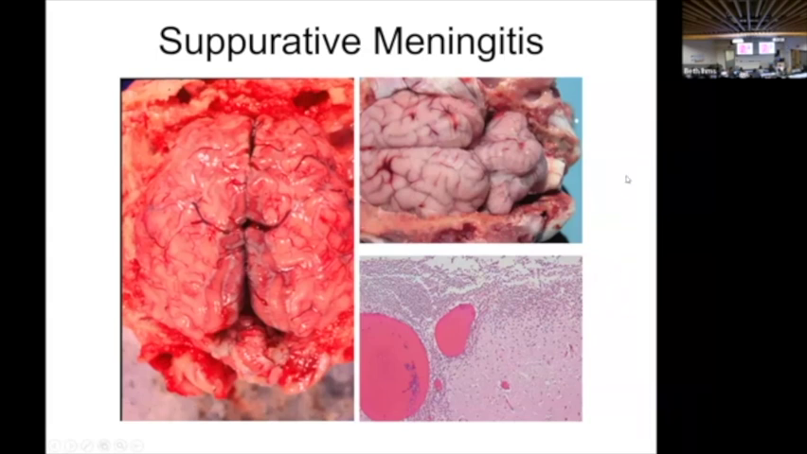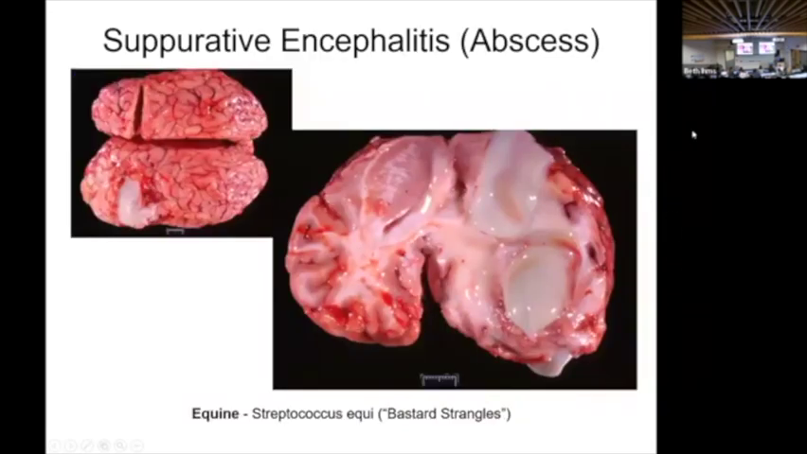Once stuff gets in there, you are hosed. All right, another example of suppurative encephalitis. So it doesn't have to be meningitis. Remember, those embolic lesions can go anywhere that there's blood flow, and if there's inflammation, the blood vessels will open up and the pathogens can get in.